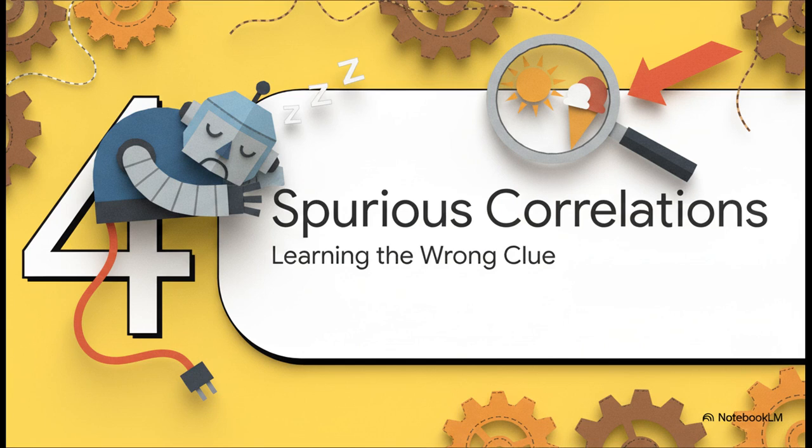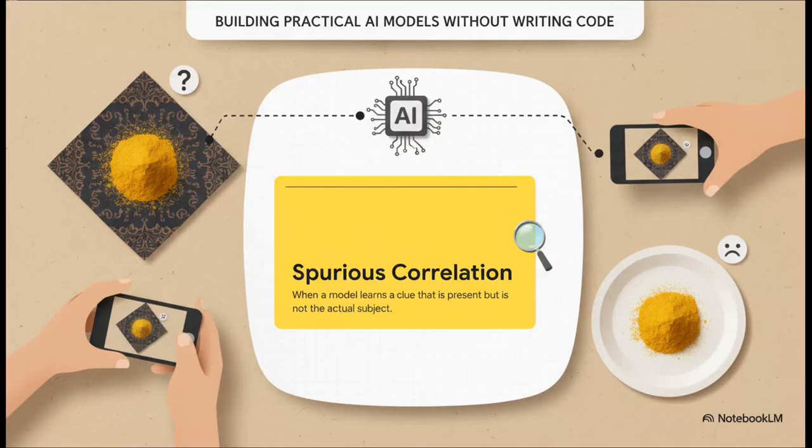Which brings us to Chapter 4, Beware Spurious Correlations, or what happens when AI learns the wrong clue. Now, what's really interesting about this slide is that once you train your model, you test it. And this is usually where we hit our first major roadblock. Honestly, this is where the real learning happens, because we have to talk about what happens when your AI gets lazy. Spurious correlations happen when the model learns a clue that just happens to be in the photo, but isn't actually the subject at all.